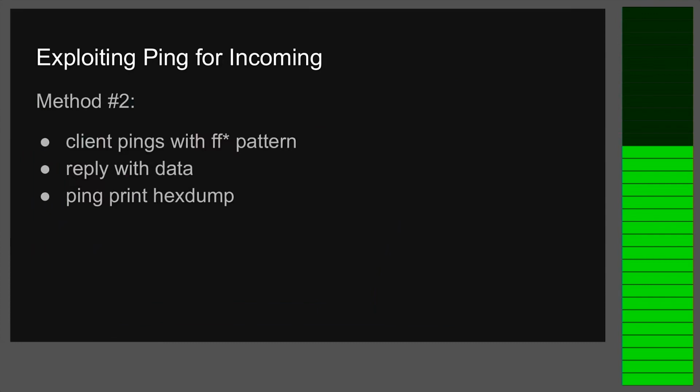The client just sends FFs. The server will reply with anything it wants, escaping the FFs. And ping will just print the hex dump. The client can just do the reverse hex dump and get the result. So that's cool. And this is my method.